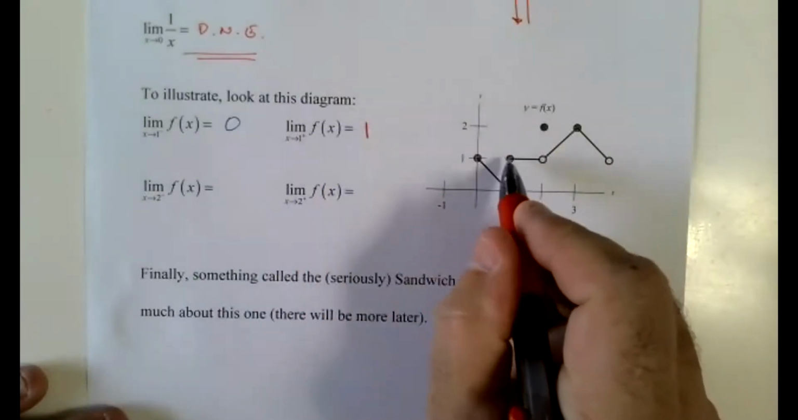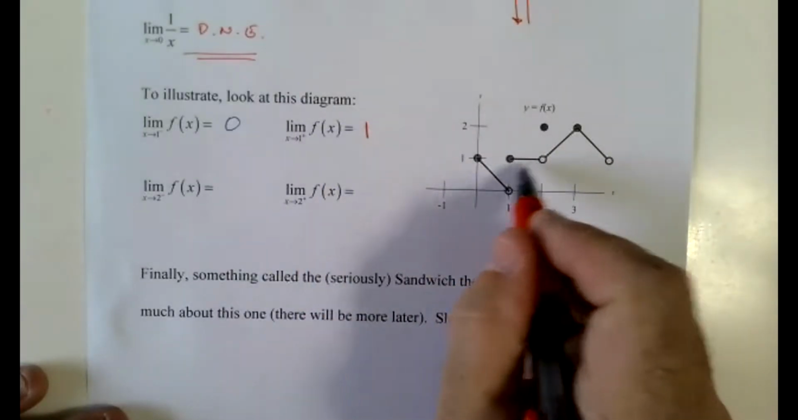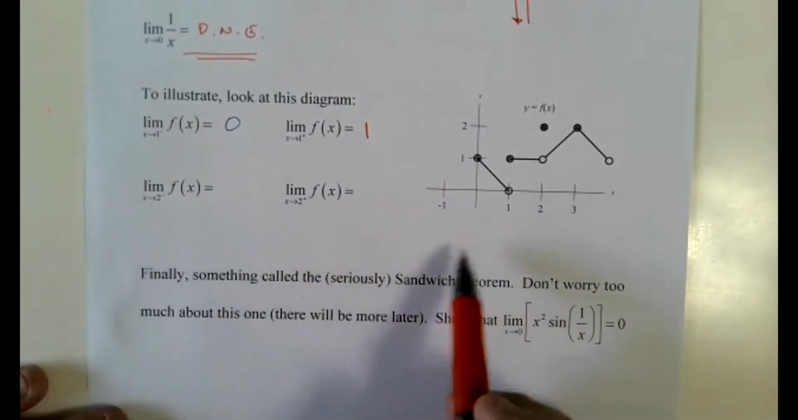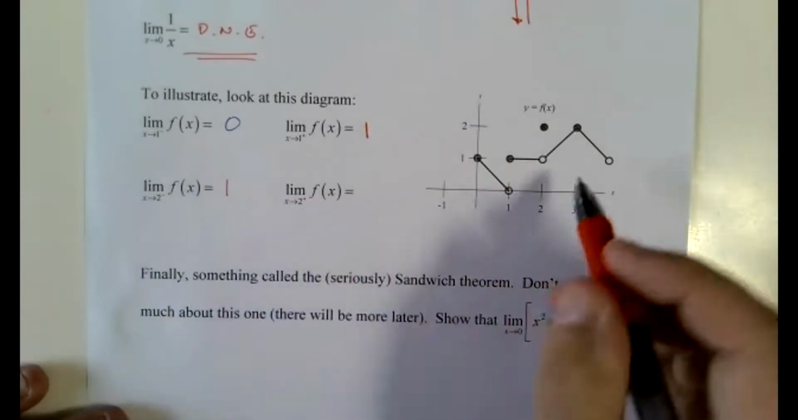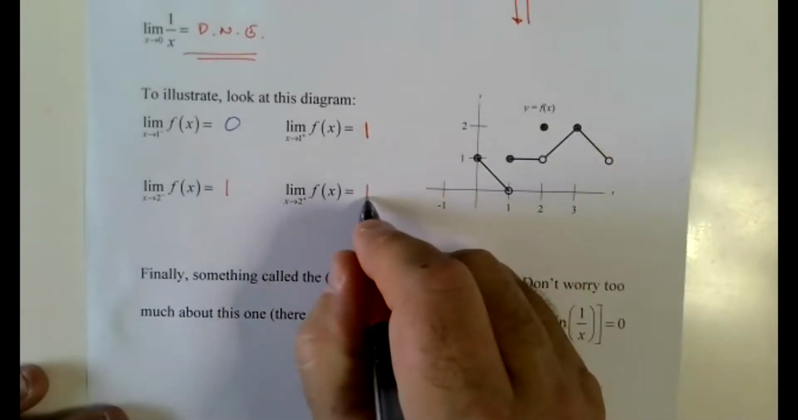It's getting closer and closer to 1. And it actually hits 1. We don't care. Getting closer and closer to 1. That's all we care about. 2 from the negative side is getting closer and closer to 1 also. 2 from the positive side is getting closer and closer to 1 also.